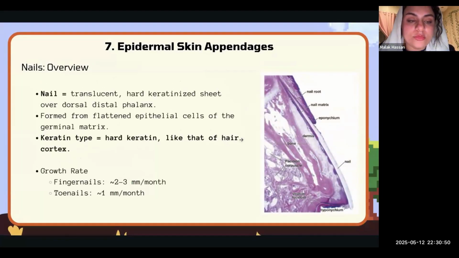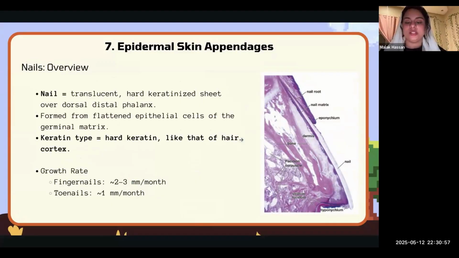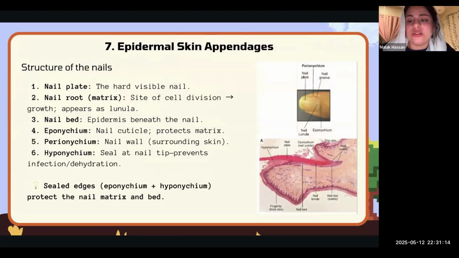And then now let's talk about the nails. The nails are translucent, hard keratinized sheets, and they're present over the dorsal distal phalanx, and they are formed from flattened epithelial cells of the germinal matrix, and they are made of hard keratin, just like hair. And what's the structure? So you have the nail plate, which is the hard visible nail, and then you have the nail root, which is the matrix, and then the nail bed, which is the epidermis beneath the nail.